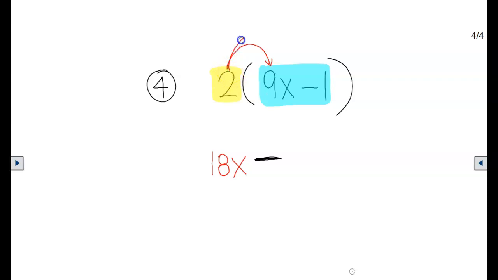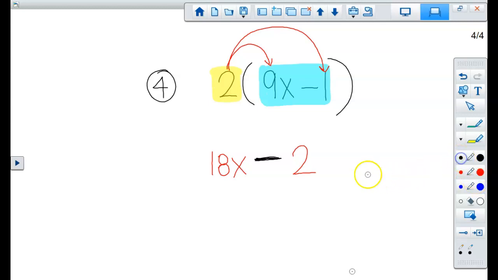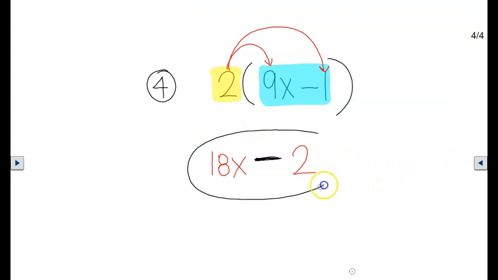And then we will also multiply our 2 by the second member of the group. 2 times 1 is 2. 18x minus 2 is my answer. And again, that's where we will quit. Because I don't know how much 18 times x is, I can't subtract 2 from it. So I leave this exactly where it is.